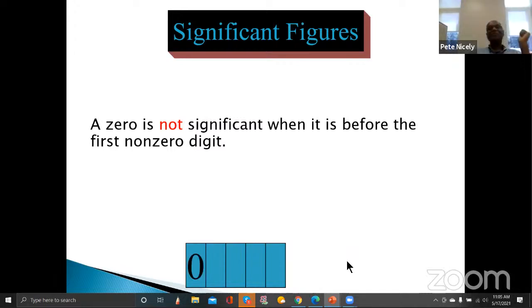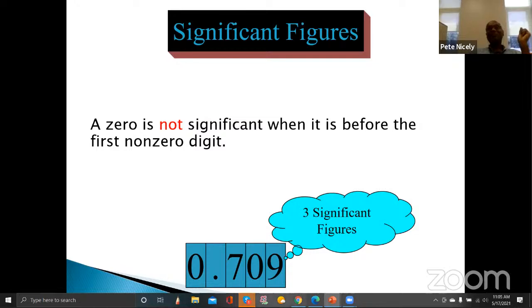Here's another example. In this case, we have 2 types of zeros. We have this 0 here, which comes before the first non-zero digit, and we have this 0 here, which is sandwiched between the 7 and the 9. I'm sorry, this 0 is not significant, but this 0 is. So the total number of significant digits here would be 3. Okay.